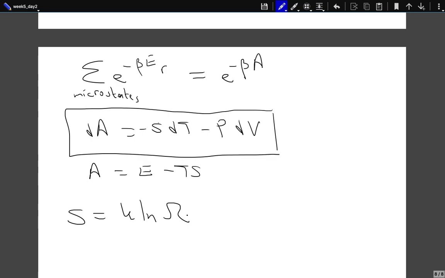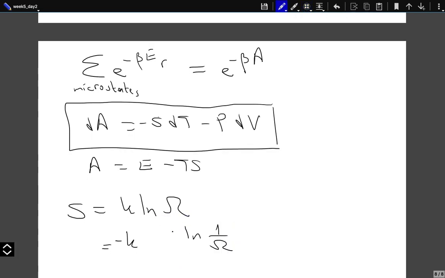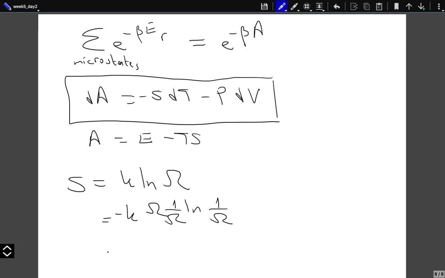Well, then we said that we can generalize this a bit. You see, this is K ln omega. Omega is the number of microstates. So I can write that as minus K times logarithm of 1 over omega times omega, which we can also write as minus K times the sum over the microstates of 1 over omega times the logarithm of 1 over omega.